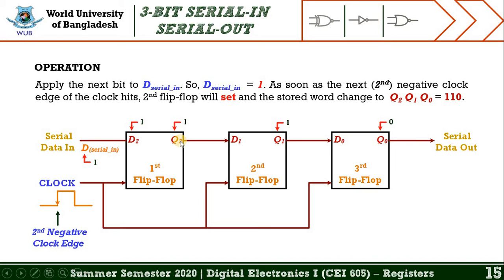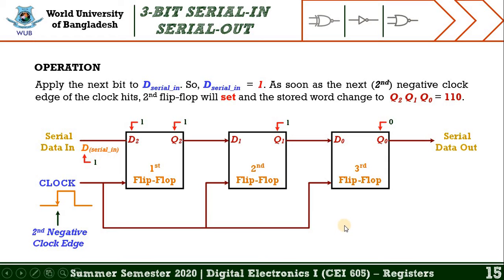And since the second negative clock edge is applied at the clock, the second flip-flop is in set condition. In that case, the value of Q1 is equal to 1, and the value of Q0 is equal to 0, because the previous state value is 0. That's why this value is not changed but remains as previous. So that's all for the second condition.